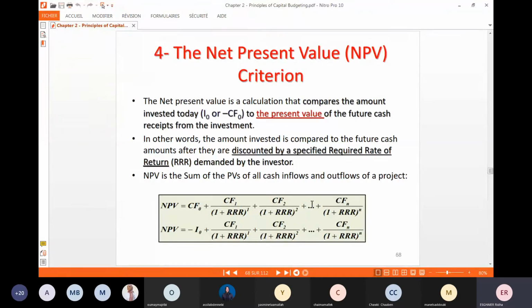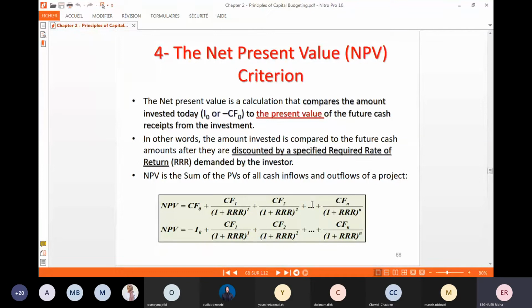But to be able to make their sum in finance, you need to compute their value at the same date. Logically, which date? The date of the investment. To do that, discount all the cash flows and make their sum. This is why we call it the DCF criterion, discounted cash flow. We discount the cash flows, DCF, discounted cash flows, or net present value.